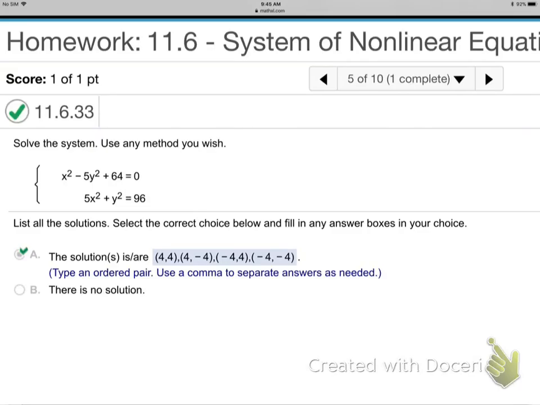Okay, so number 5. Let's take the first equation here: x squared minus 5y squared plus 64 equals 0.